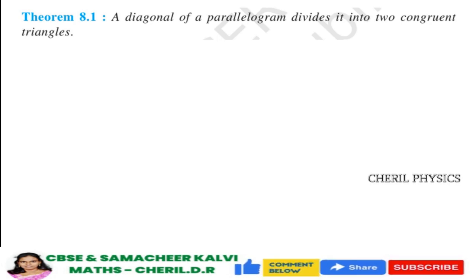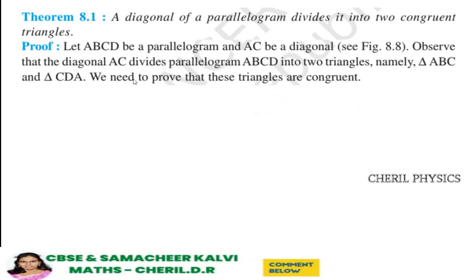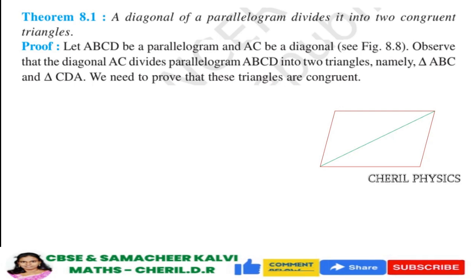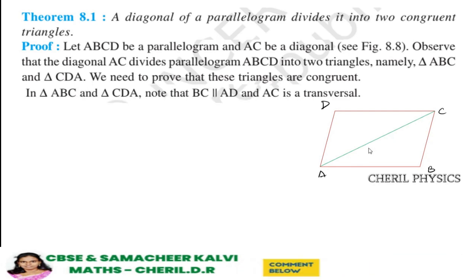The theorem statement is there. For the proof we are considering ABCD to be a parallelogram and AC to be a diagonal. Then we see that it divides it into two triangles, namely ABC and CDA. We need to prove that this triangle and this triangle are congruent.